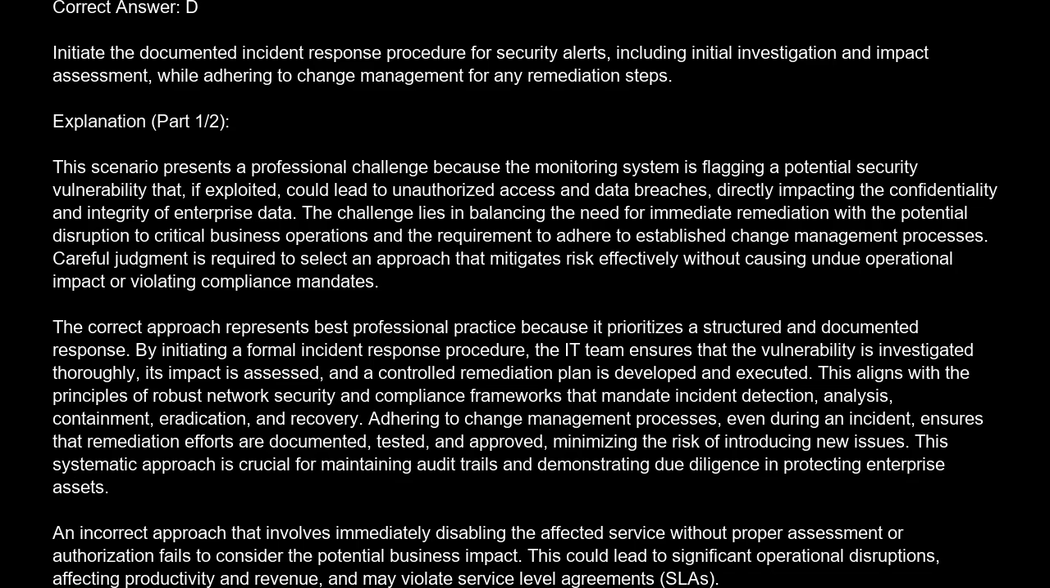The correct answer is D. Initiate the documented incident response procedure for security alerts, including initial investigation and impact assessment, while adhering to change management for any remediation steps. Explanation.